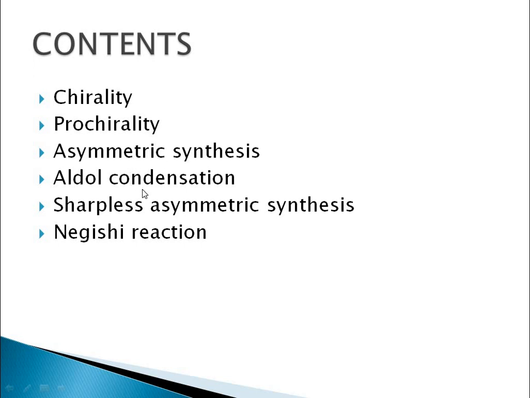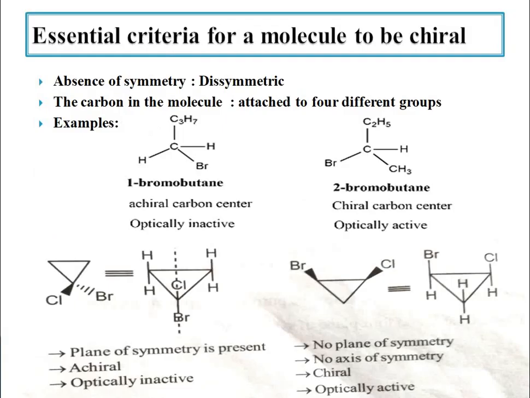These points as applied to aldol condensation, Sharpless asymmetric synthesis, and Negishi reaction, to name a few, though there are many name reactions. Now, as we all know, what's the essential criteria for a molecule to be chiral? Well, there shouldn't be any symmetry, it should be dissymmetric. And the carbon in the molecule, when it's attached to four different groups, naturally it is asymmetric.